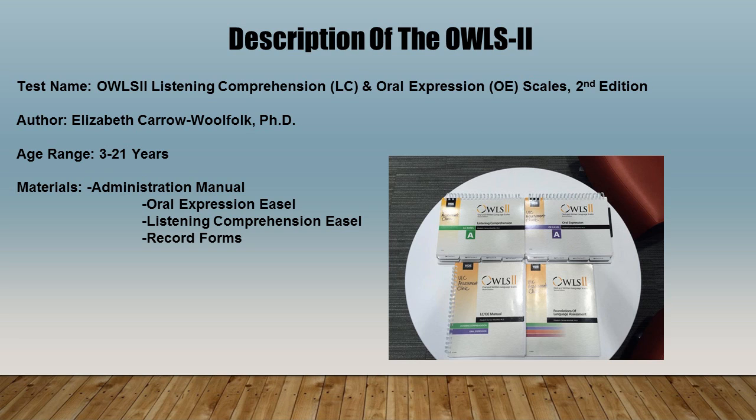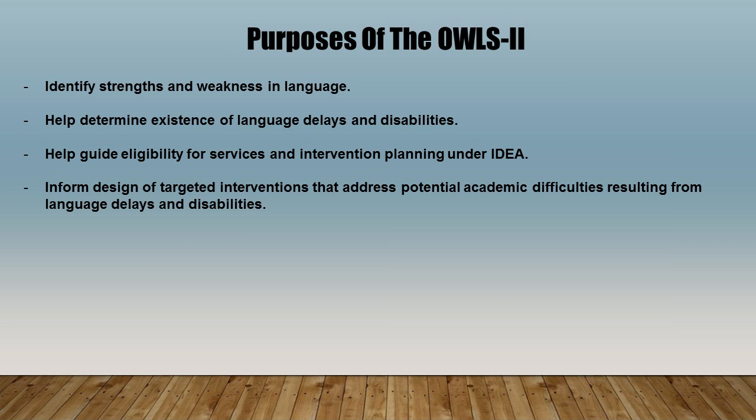The administration manual states that Form A should be used for students that are using this for the first time, and Form B for students that have already completed the assessment before. The purpose of the OWLS 2, defined broadly, is to help clinicians determine the language processing ability of students. However, we can look at the different purposes on this page.